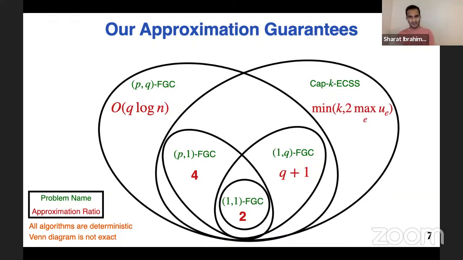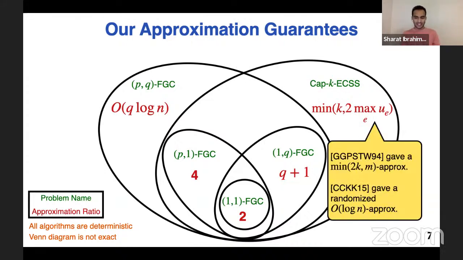And for the orthogonal problem, capacitated KECSS, we give an approximation algorithm whose ratio is the better of these 2 functions. One is the connectivity parameter K, and the other one depends on the maximum edge capacity. What is known in the literature is that Goemans et al. gave a min of 2K, M approximation. Observe that our algorithm has a better dependence on K. Chakrabarty et al. gave a randomized O(log n) approximation for this problem. So this result and this result are incomparable. This depends on the size of the graph, whereas our result does not depend on the size of the graph, but only on the edge capacities and the connectivity parameter.